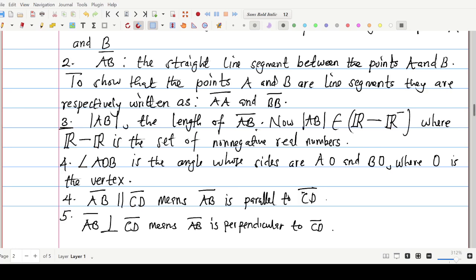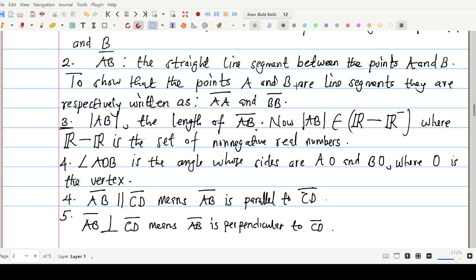Now, this notation you see here is used to show that the line segment AB is parallel to the line segment CD. So if you see me writing the line segment AB, then I put this double slash, it means that the line segment AB is parallel to the line segment CD. So take note of that.